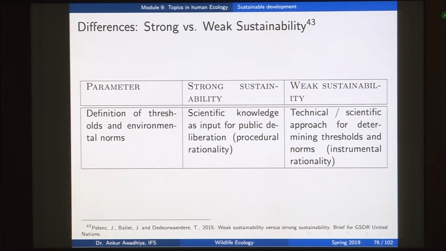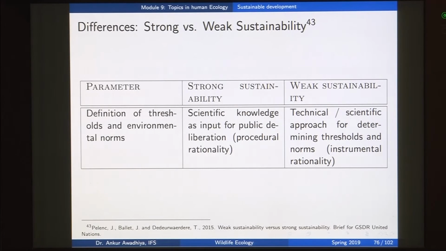Then the definitions of thresholds and environmental norms. Strong sustainability says that scientific knowledge is important as an input for public deliberation and for procedural rationality, which means we need to study climate change and different ecosystems so that we get more and more knowledge about these things and are better able to conserve our environment. On the other hand, weak sustainability only talks about a technical or scientific approach for determining thresholds and norms. That is, it would only say that this much is the amount of damage we can tolerate, so we will have this much damage.